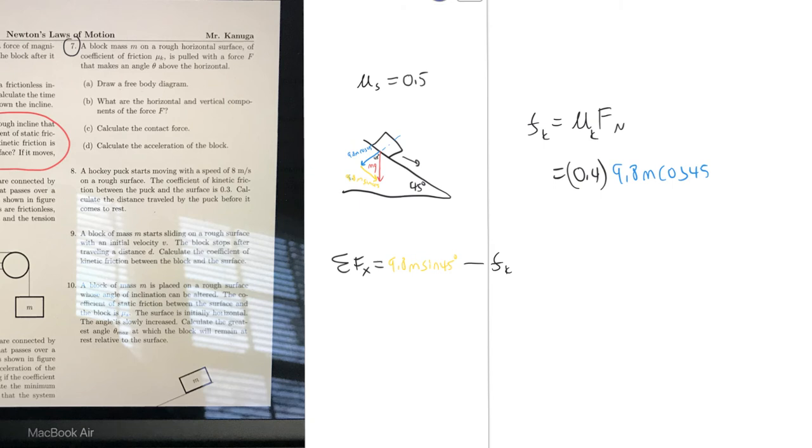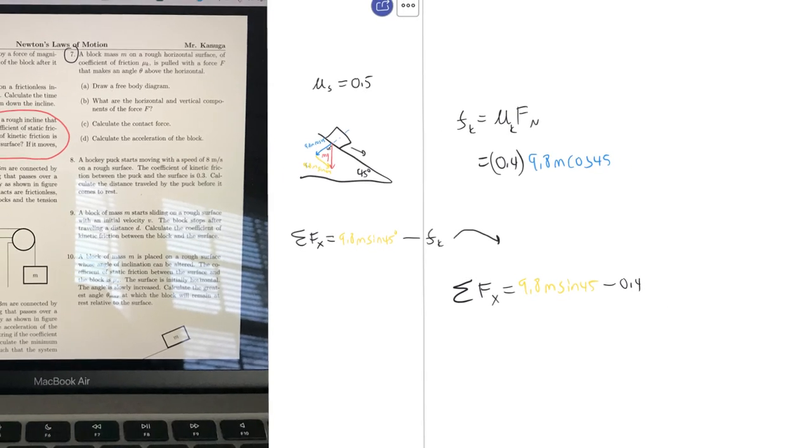So that's that. I'll bring this down here so it's less annoying looking. So we have F sub x equals, I'll keep it color coded, 9.8 m times sine 45, minus 0.4 times 9.8 m times cosine 45.